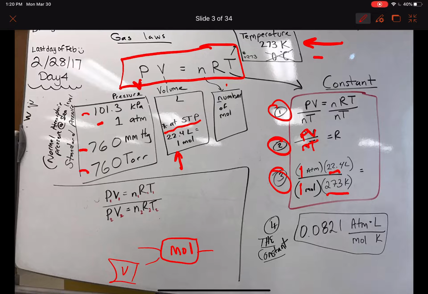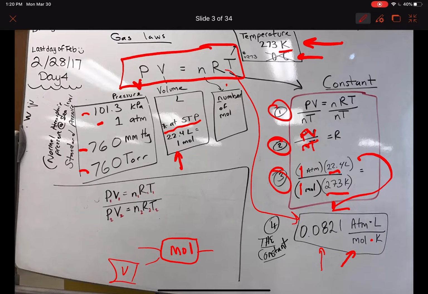In this chapter, we're not going to use Celsius at all. We're just going to use Kelvin. So if you do the math for all of this, you end up with the constant, which is 0.0821 ATM times liters divided by moles times Kelvin. So that's one number with 4 units, and that's what R is. R is always going to be that number right there, so I would just memorize that R is that number.